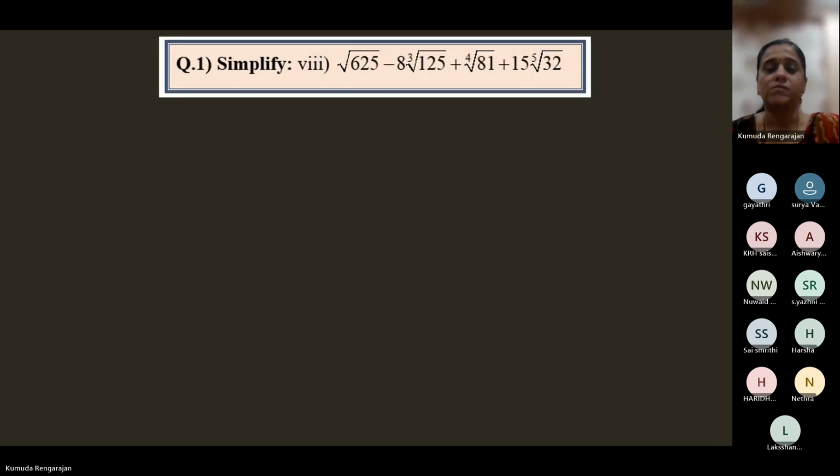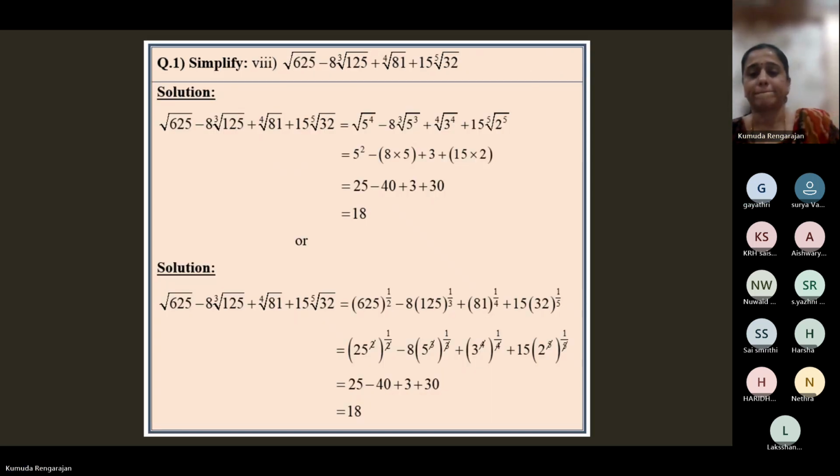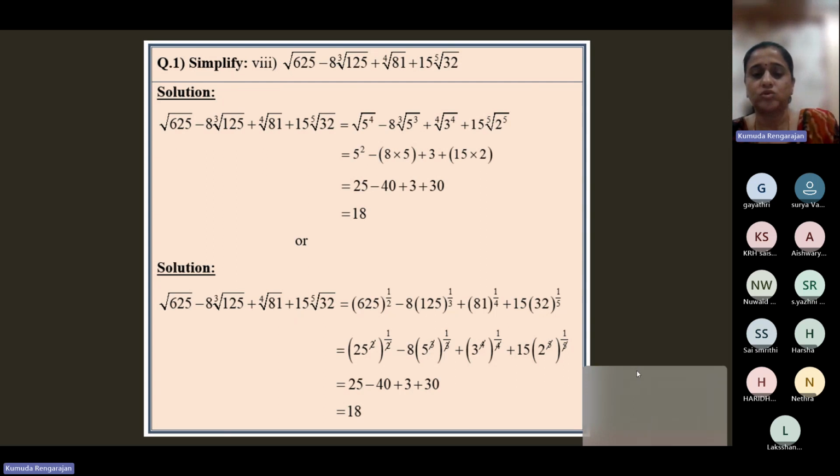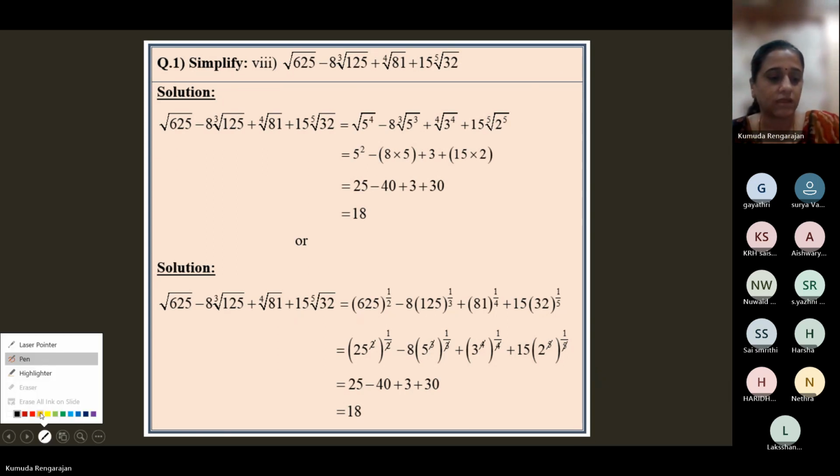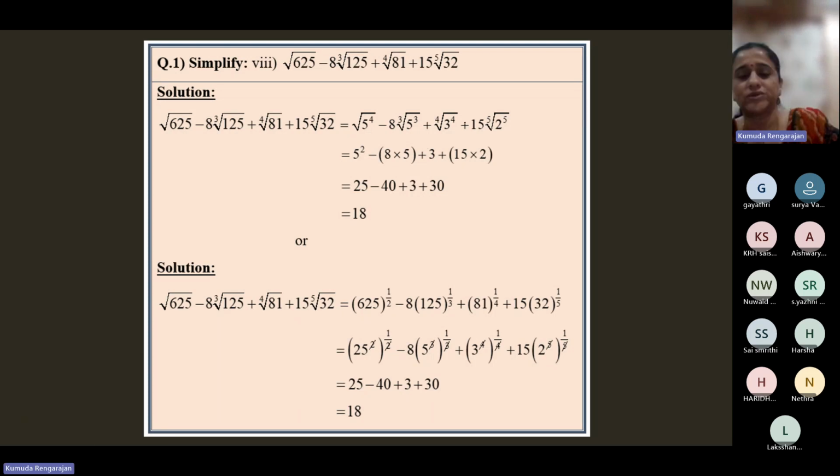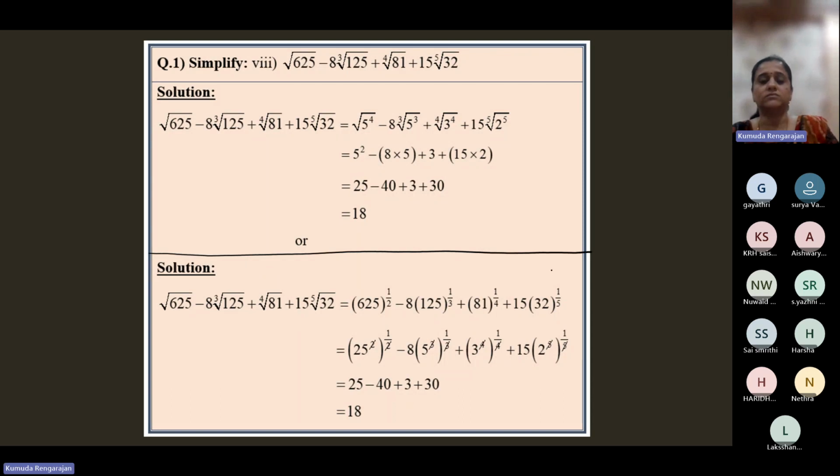Similar. This one is similar, children. Yeah, go through. Please go through the working. If you have a question, you can ask me. I'm not explaining this. I've done it in two ways.